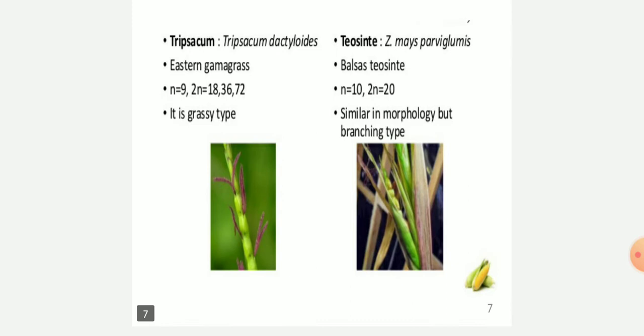Tripsacum and teosinte. There are two related types of maize. Tripsacum's botanical name is Tripsacum dactyloides, and the common maize is Zea mays. Tripsacum is eastern gamma grass, and its chromosome number is n = 9, 2n = 18, 36, 72 likewise, and it is a grassy type. As compared to Tripsacum, teosinte is Balsas teosinte, and chromosome number is 2n = 20 and similar in morphology, but it is different in branching type.